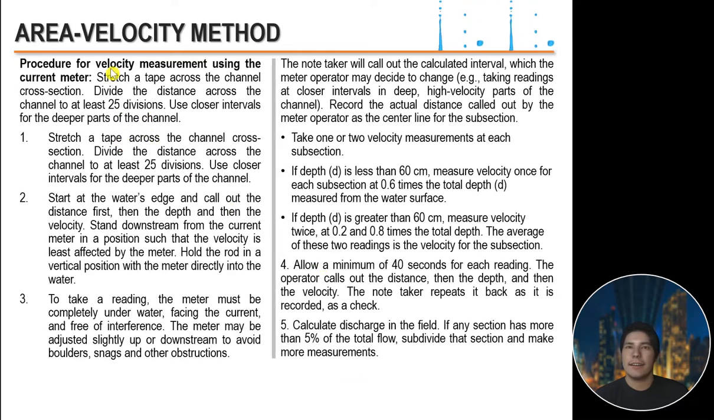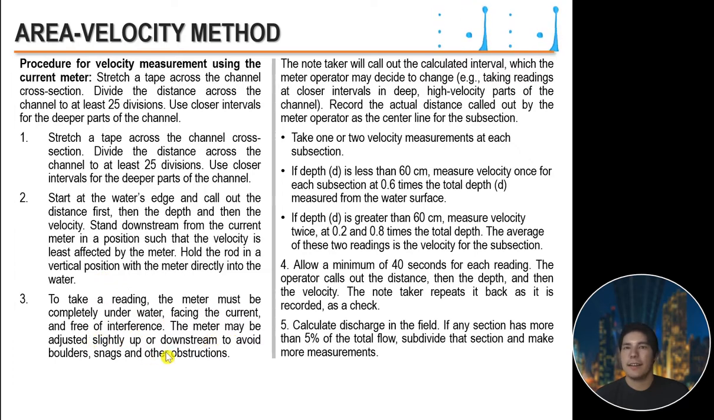So these are the procedures for velocity measurement using the current meter. Stretch a tape across the channel cross-section, divide the distance across the channel into at least 25 divisions, and use closer intervals for deeper parts of the channel. Second, start at the water edge and call out the distance first, then the depth, and then the velocity. Stand downstream from the current meter in a position such that the velocity is less affected by the operator, and hold the rod in a vertical position with the meter directly in the water.